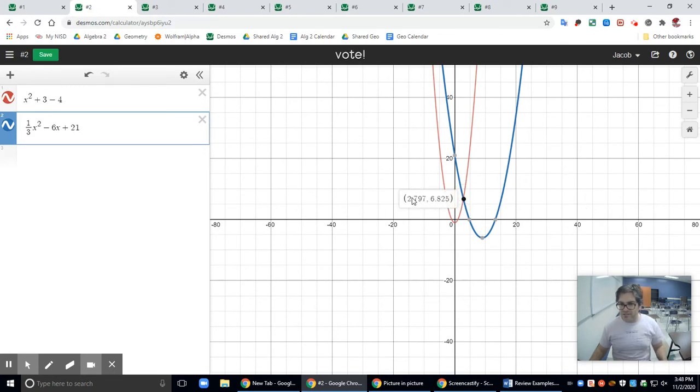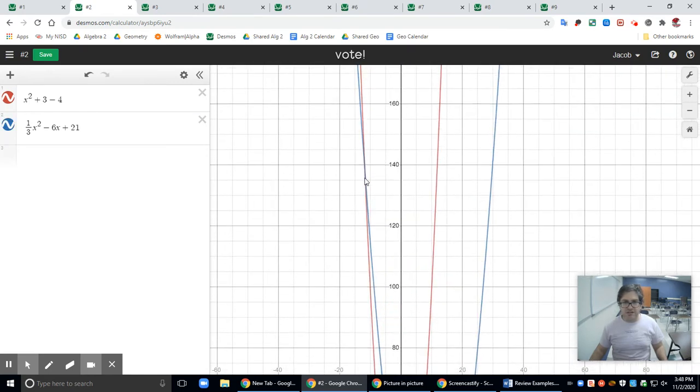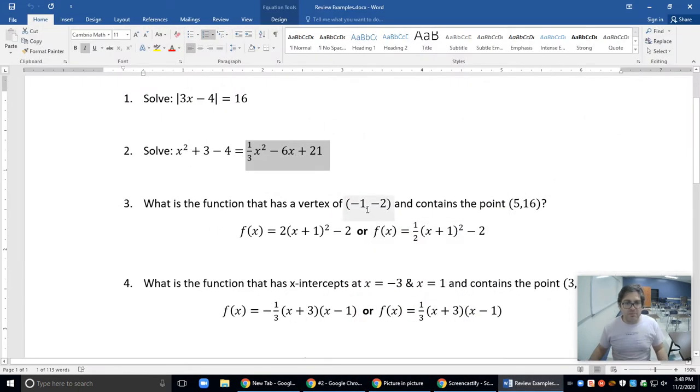Here's the first answer. This is my x answer. There's my y answer. Usually your teacher's just asking for the x answer. And then if I scroll up here, there's my other solution. Sometimes there's more than one solution. Okay, so let's look at some other type of problems.